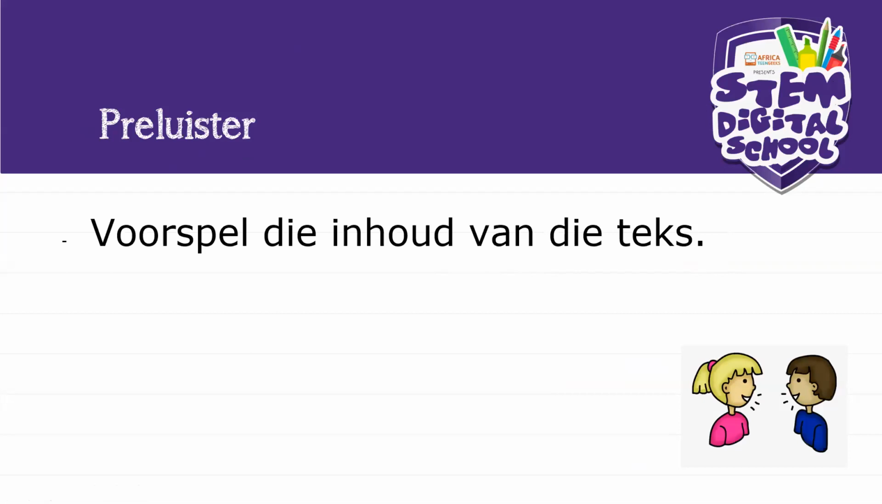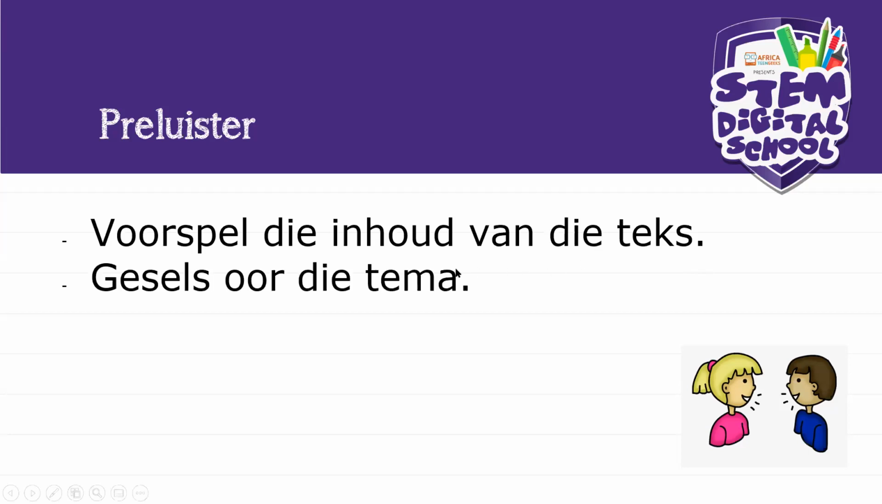So our listening test today is about a small town in the Cape Province. And then the first thing you see here is they say, voorspel die inhoud van die tekst. This is literally where you can maybe think what the text will be about. So you could maybe guess what town it may be, and then what type of things they will explain to us about this town. Then we must talk about the theme.